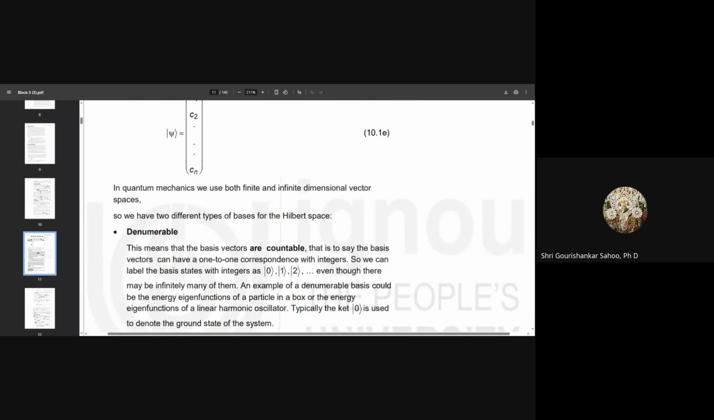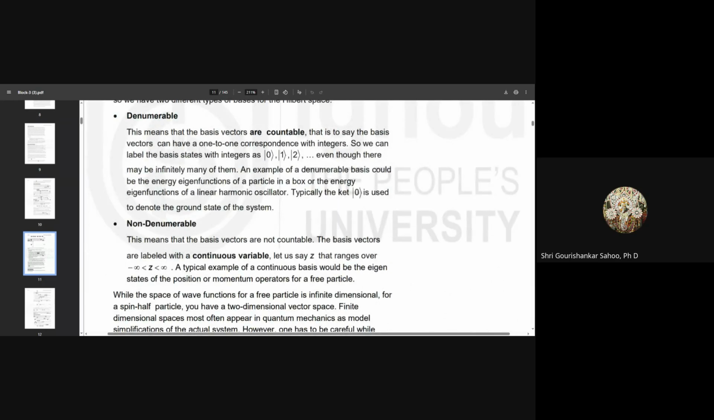And in quantum mechanics, we can use both finite and infinite dimensional vector spaces. So there are different types of bases for Hilbert space. One is denumerable, where the basis vectors are countable, and non-denumerable, when the basis vectors are not countable. And the basis vectors in the non-denumerable case are labeled with a continuous variable. Okay.